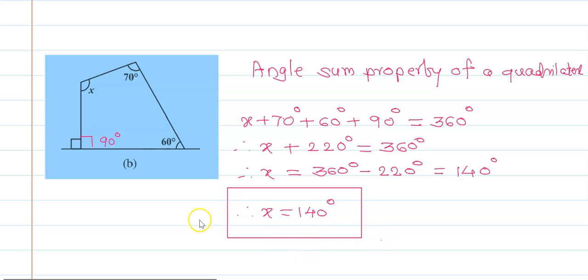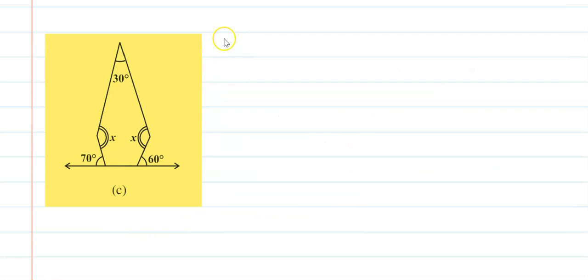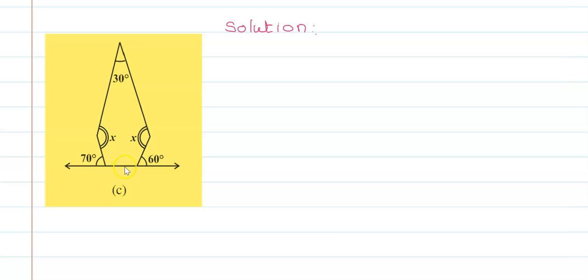Now the next problem. Again here the solution. We want to find out the value of x. Now see this, the number of sides are 1, 2, 3, 4, 5. 5 sides are here, the pentagon. But first of all, we will find out this interior angle and these two angles.